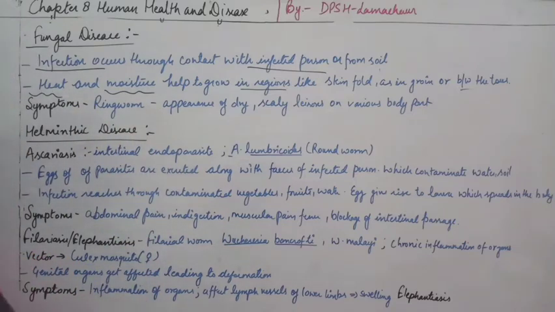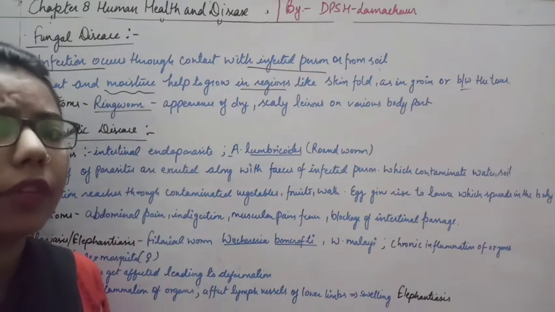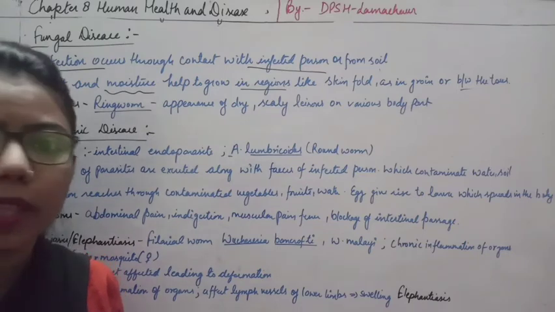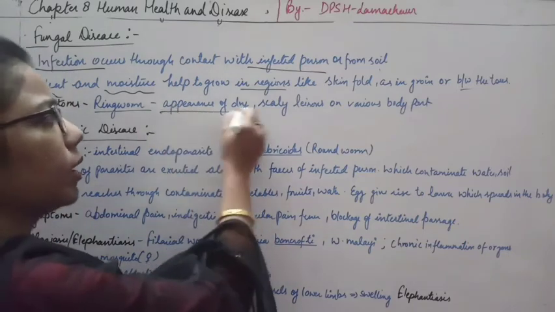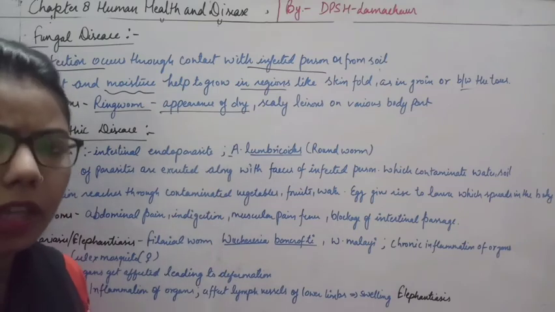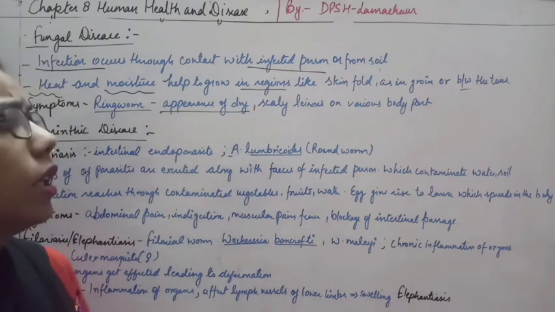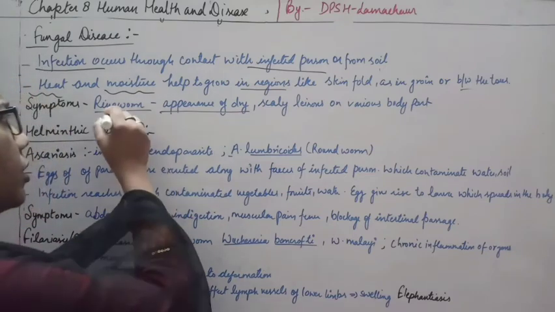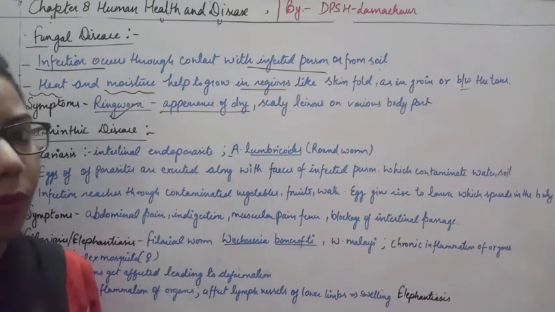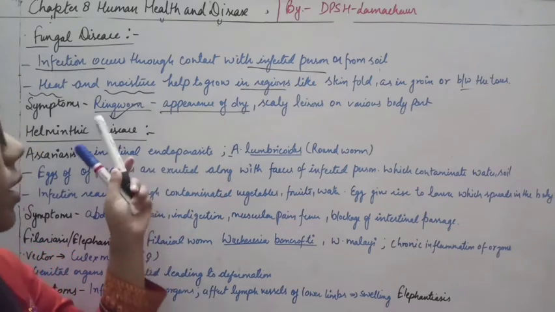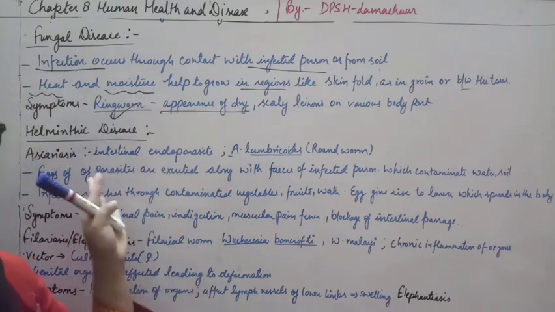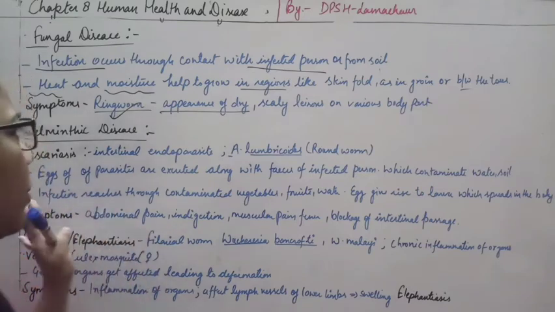Now, what can be the symptoms? Have you seen that ring-like structure? We call that disease ringworm. What is ringworm? It is not any worm. It is the appearance. If the skin gets dry or lesions are there, it forms some white, patchy structure, which you call ringworm. So this ringworm is nothing but a fungal disease caused by a fungus.